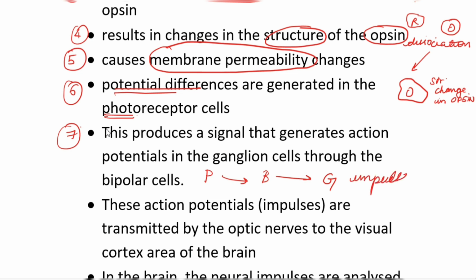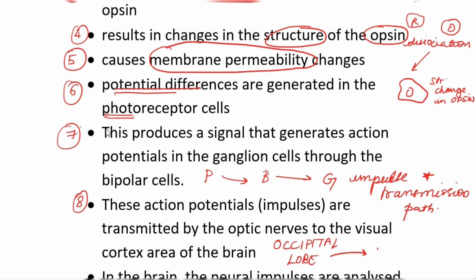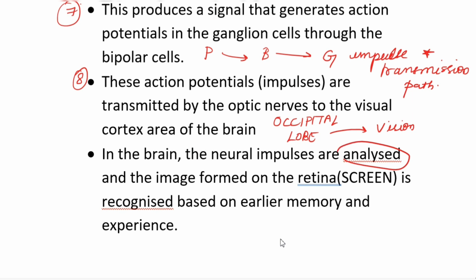So from the ganglion cells, the action potentials are transmitted by the optic nerve to the visual cortex of the brain. What is the visual cortex of the brain? It is in the occipital lobe. That is at your back side of the head. You can find the occipital lobe of the brain. And what happens in the brain? The neural impulses are analyzed and the image formed is recognized based on our early memory and experience.